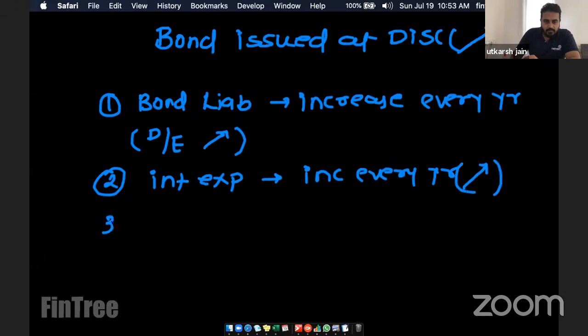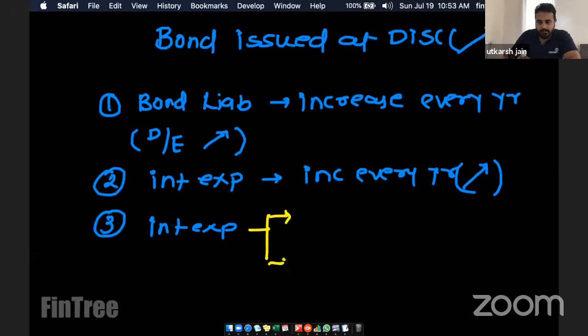Then observation number 3, that this interest expense we can calculate using one of the two methods. How can we calculate this? So first we can calculate coupon amount plus discount amortized. This is my interest expense.